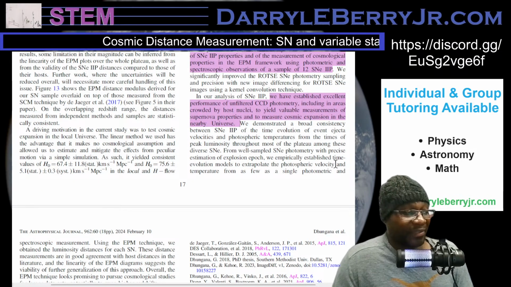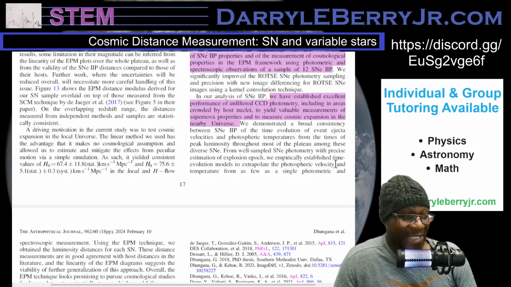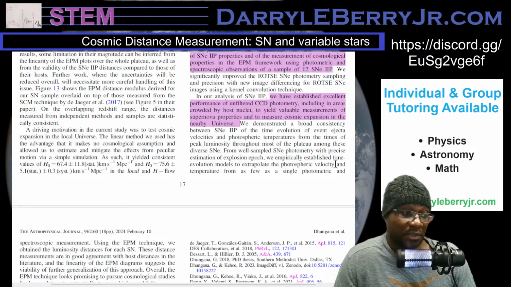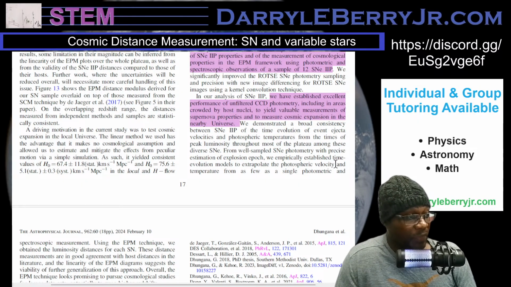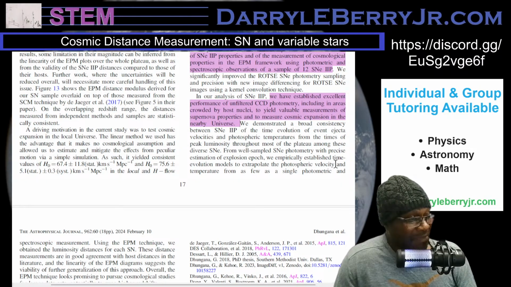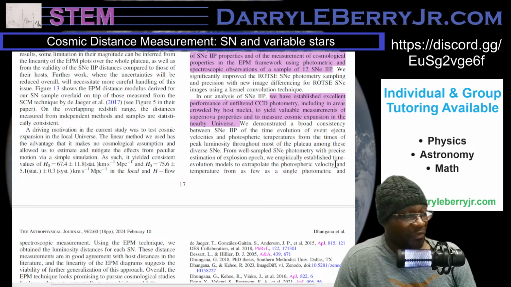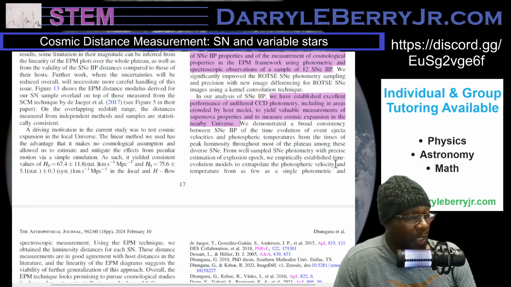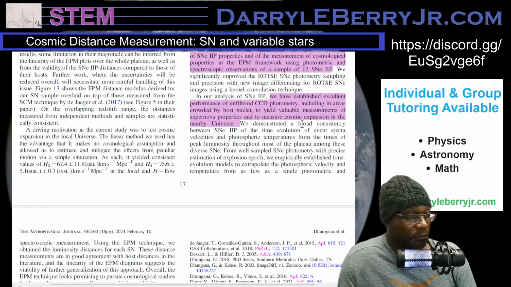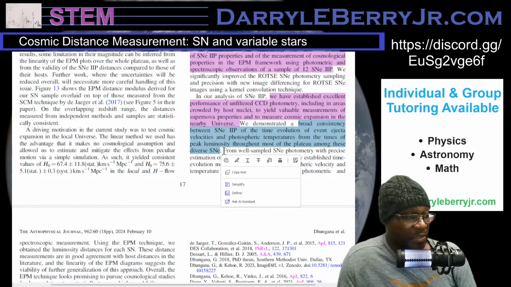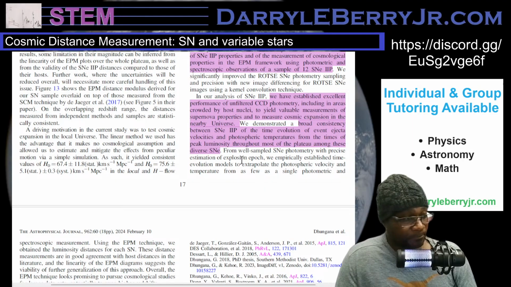We demonstrated a broad consistency between supernovae 2P of the time evolution of the event ejecta velocities and photospheric temperatures from the times of peak luminosity throughout most of the plateau among these diverse supernovae. Okay, there's a consistency between how fast this stuff is expanding and how bright it all is.